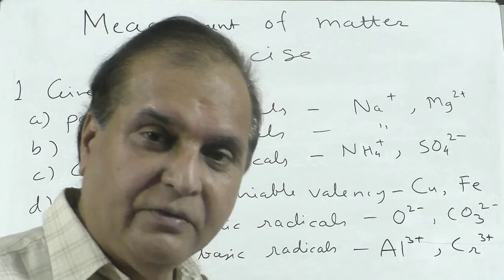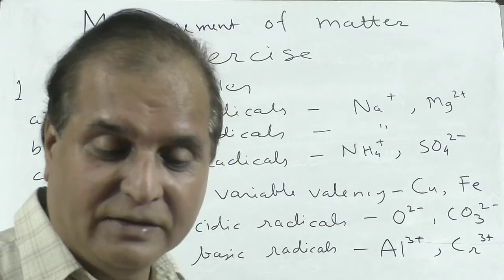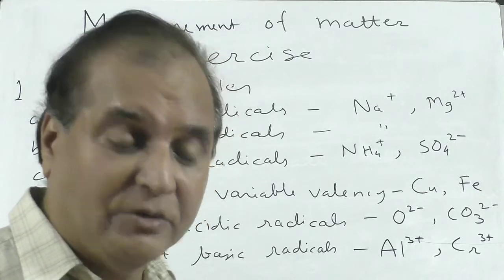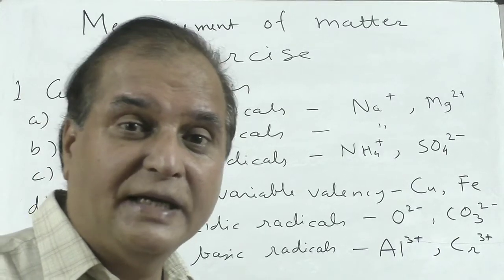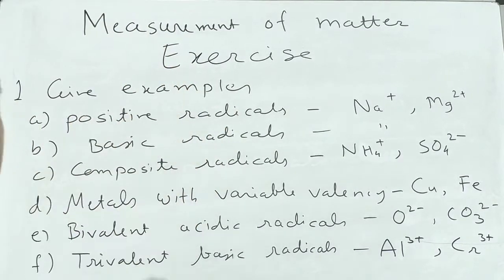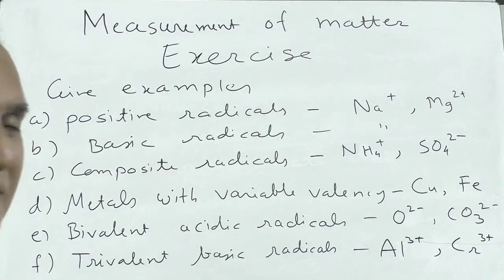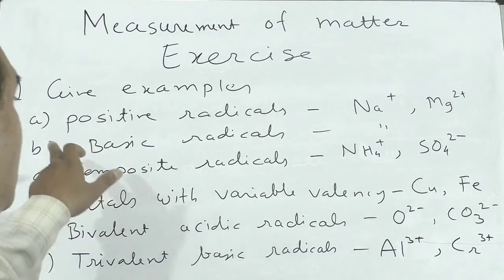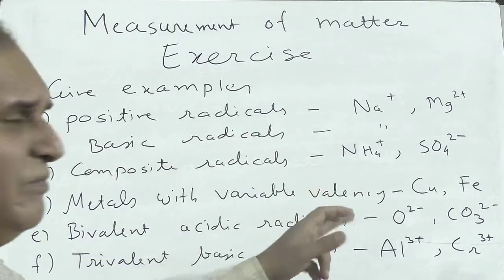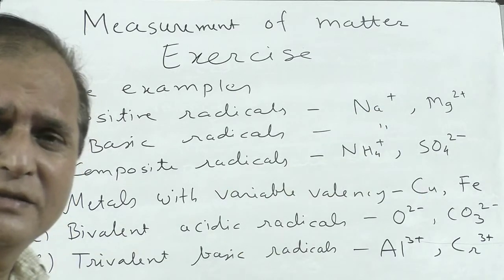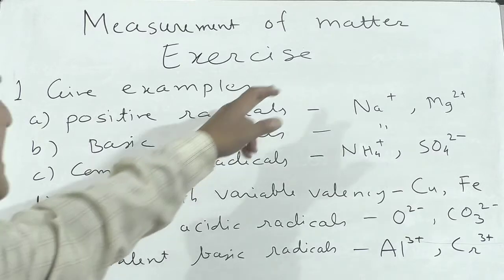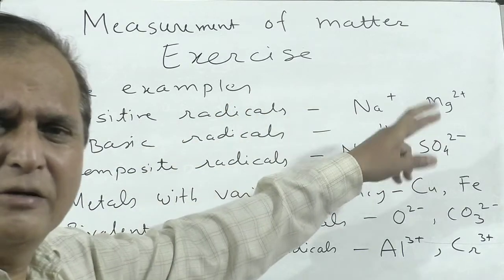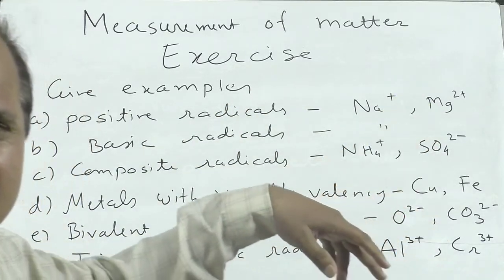See, we'll go to the questions one by one. First question, objective only. Even second objective. So I am explaining at a time. Give examples. You just have to give examples. The side table is there, you can write positive radicals. Na plus, Mg2 plus. So many positive radicals are given there. Basic radical, same you can continue. But you write different positive ones.